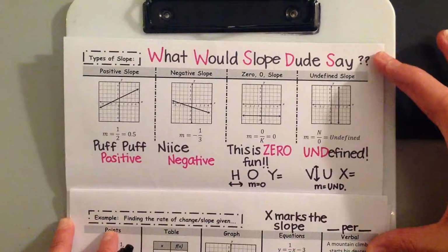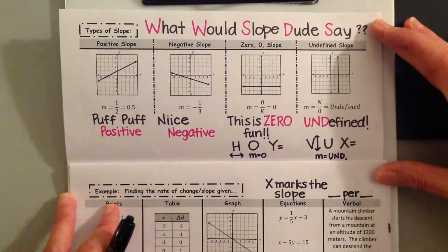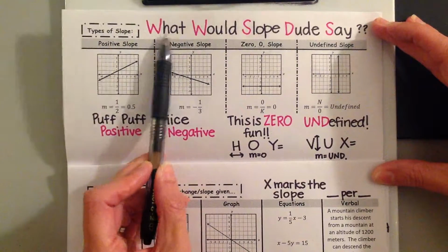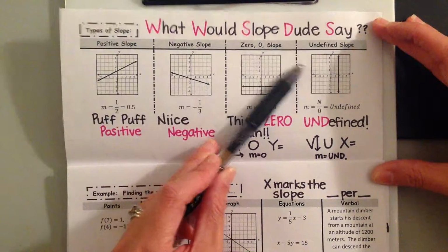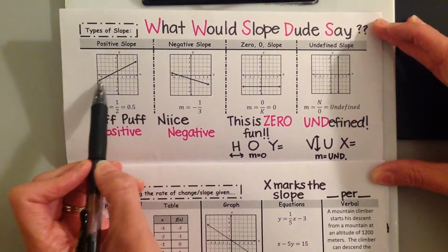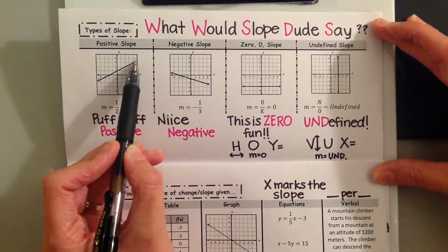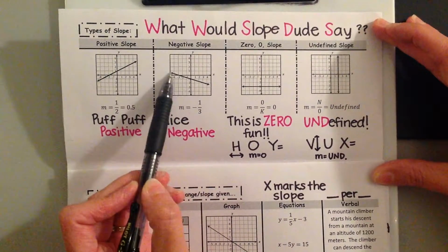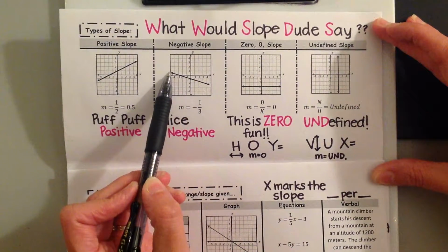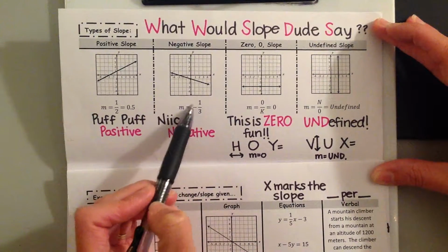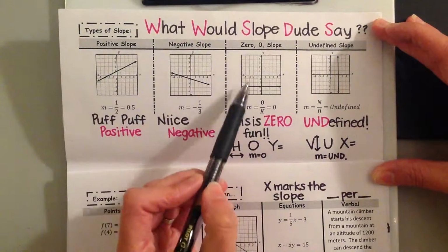So this is basically a review of the different types of slope you can have. Some things to help you remember: WWSDS, what would slope dude say? Remember, positive slopes start low on the left and go up, so puff, puff, positive. Negative slopes slant down, so the left side is high and the right side is low, for nice negative. That means your slope has to have a negative sign with it.